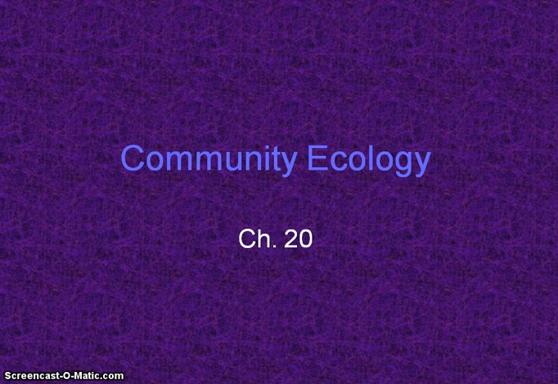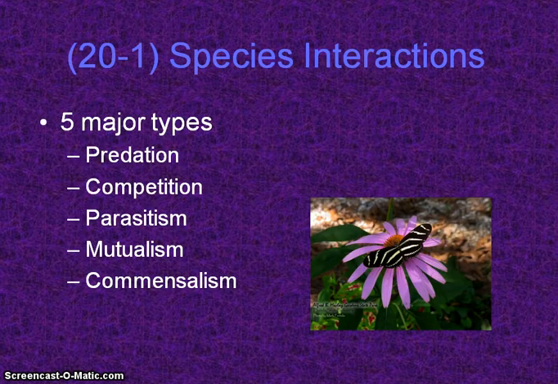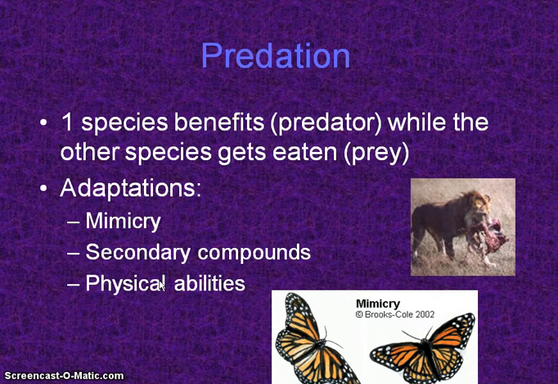Chapter 20 is on community ecology. Chapter 20, Section 1 discusses species interactions. There are 5 major types that we'll be looking at: predation, competition, parasitism, mutualism, and commensalism. Predation refers to one species benefiting, which is the predator, and then the other species is going to get eaten.